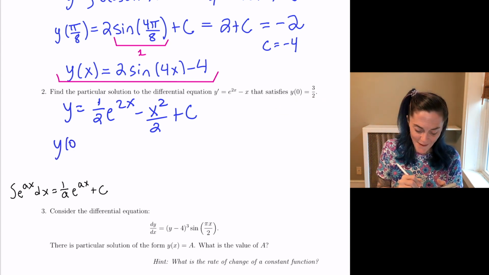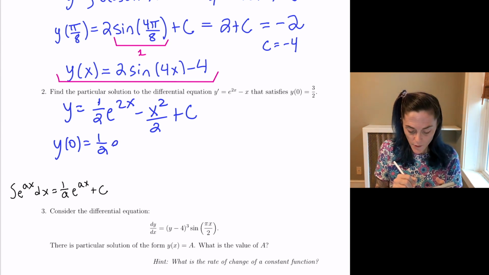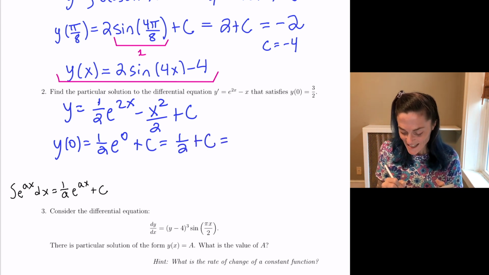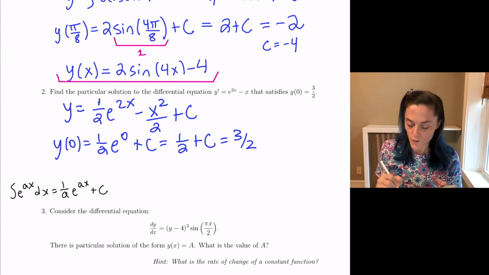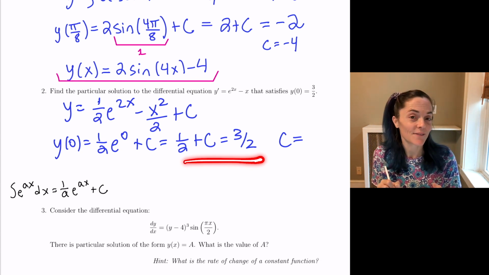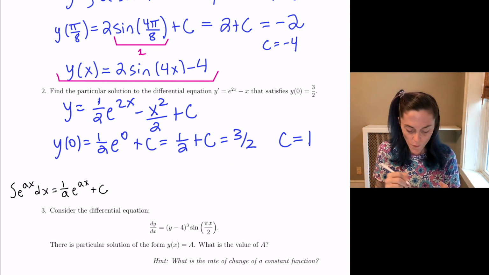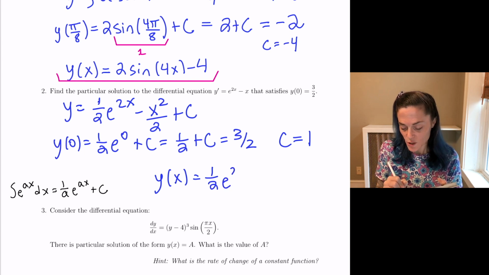So on the one hand, we can evaluate y of 0. We have 1/2 e to the 0 plus c. This is just 1/2 plus c. And on the other hand, we're told this should equal 3 over 2. Okay, we solve for our constant. Here, we just subtract a half from both sides. My constant is 1. Okay, final answer. We have 1/2 e to the 2x minus 1/2 x squared plus 1.